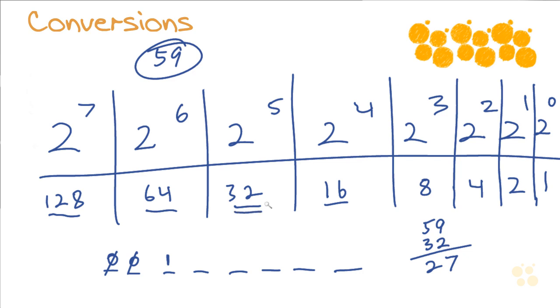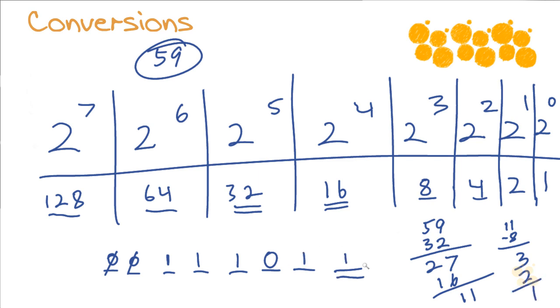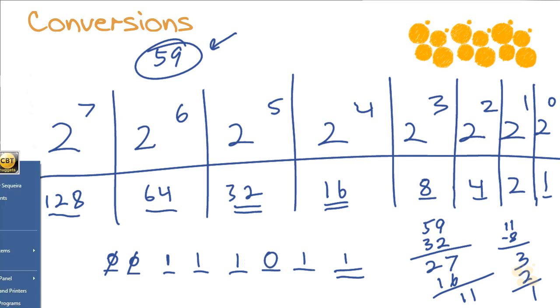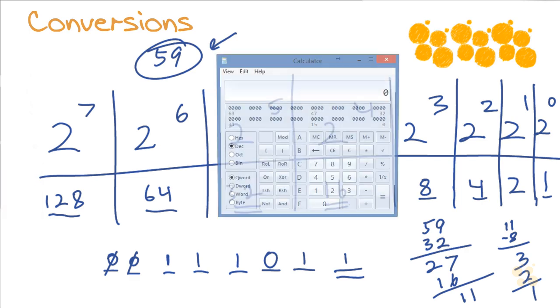Okay, now, next question. Can we take 16 from our remainder of 27? Yes, we can. So I do that subtraction and it leaves us with 11. Can we take 8 from 11? Yes, we can. So 11 minus 8 leaves us with 3. Can we take 4 from 3? No, we cannot. Can we take 2 from 3? Yes, we can. It leaves us with 1. I should have known that it would end with a 1 because we have an odd number that we're starting with. I propose that 59 in binary is 00111011.